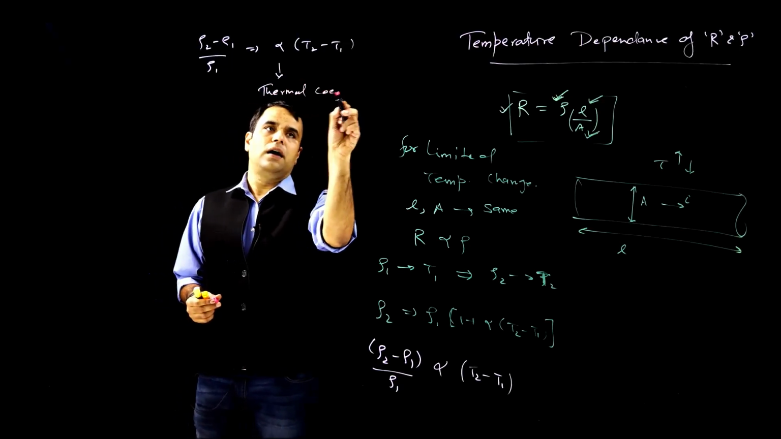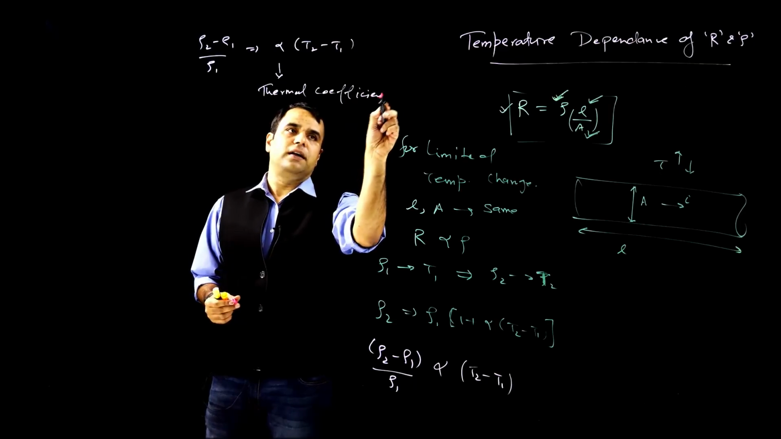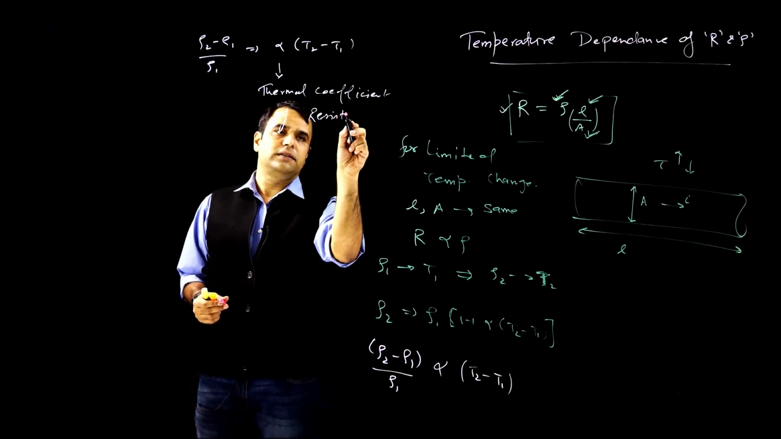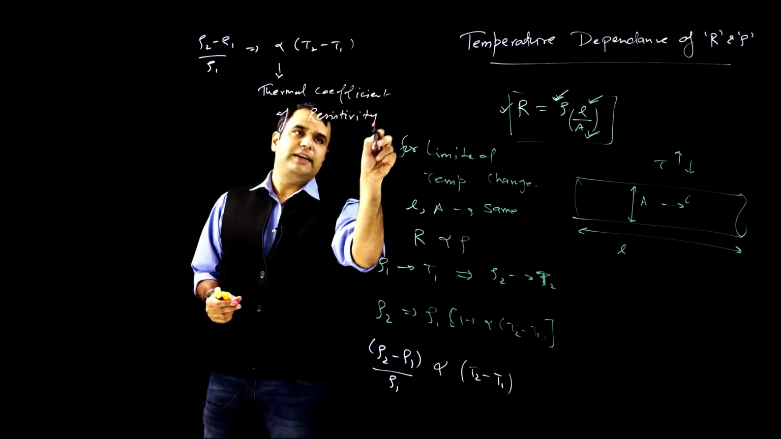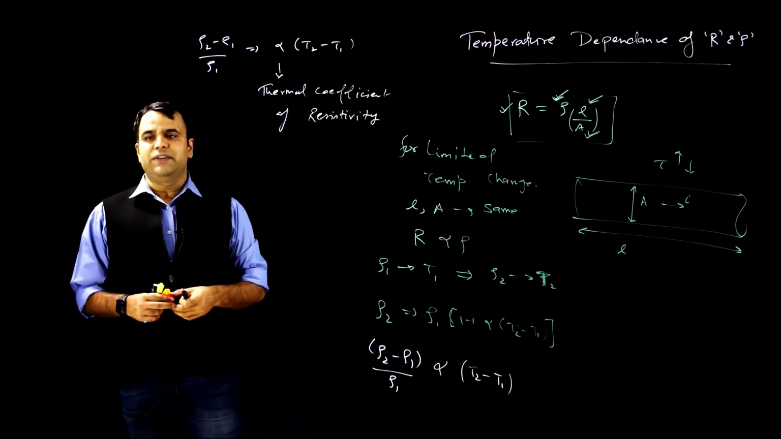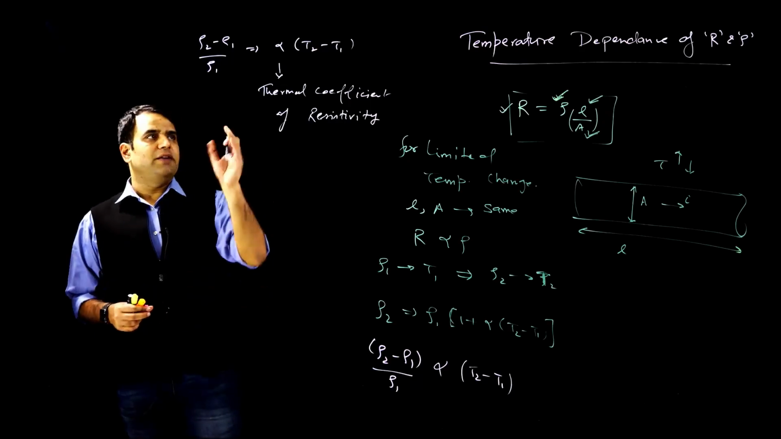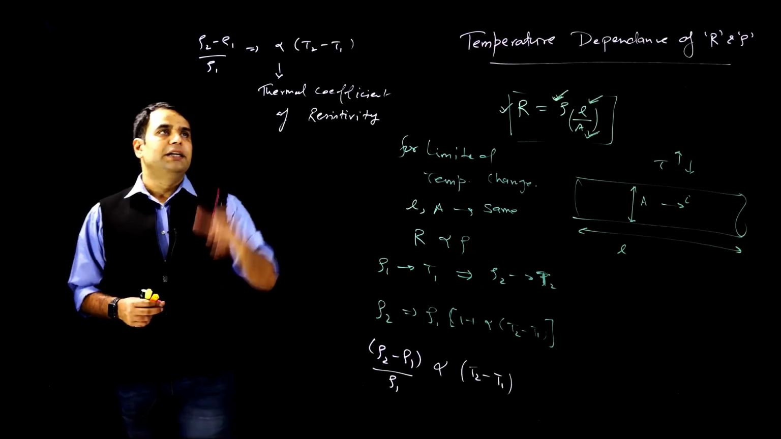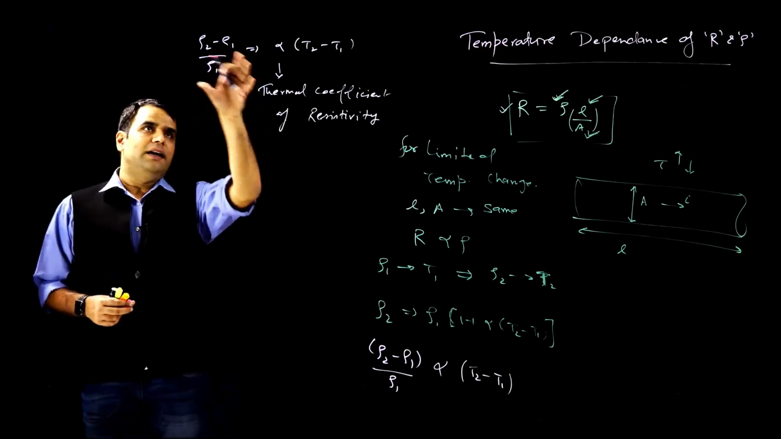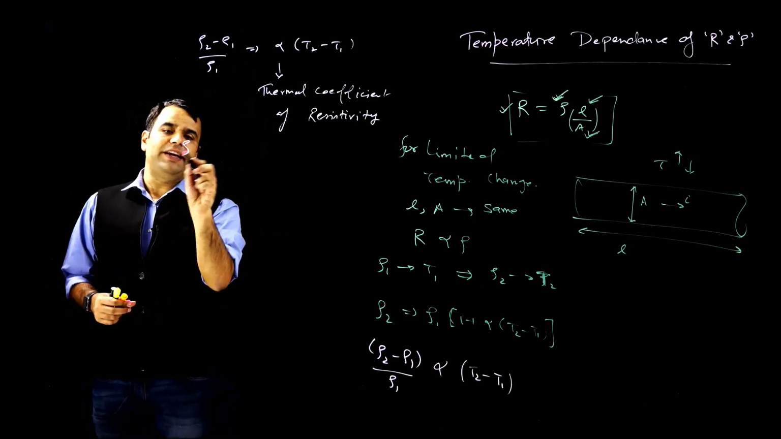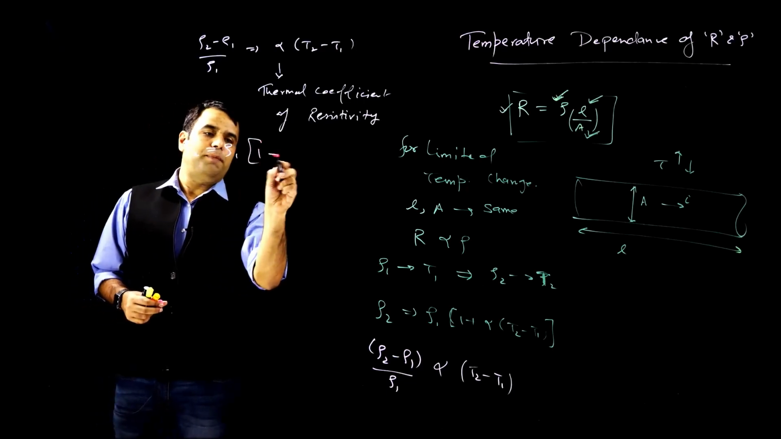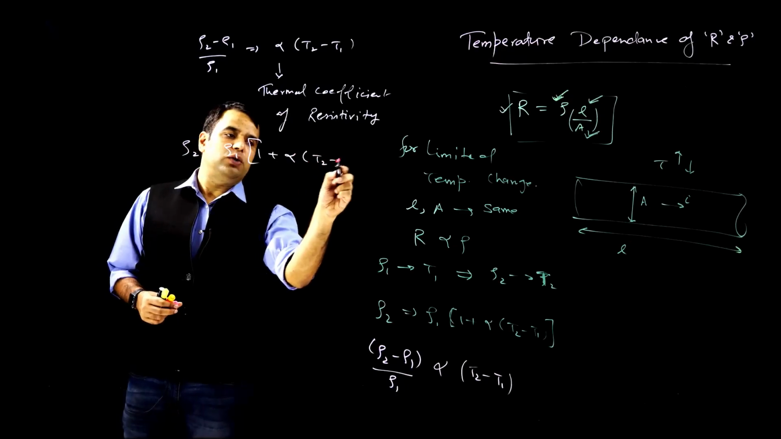thermal coefficient of resistivity. Alpha is defined as the thermal coefficient of resistivity. It's a local constant. So basically the value of alpha will depend upon what kind of material we are using. If you simplify this formula, finally we get that ρ2 is equal to ρ1 times (1 + α(T2 − T1)).